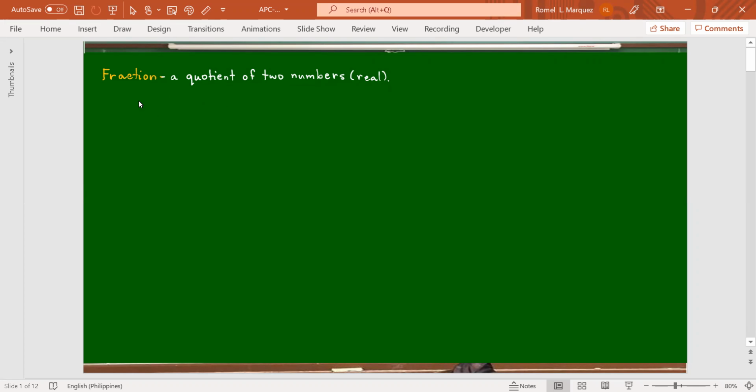So for instance, we have A over B. So that is a fraction. Here, we assume that B is not equal to 0. We call A here numerator. We call B denominator. So this is the fraction that you learned when you were in elementary and perhaps high school also. No?